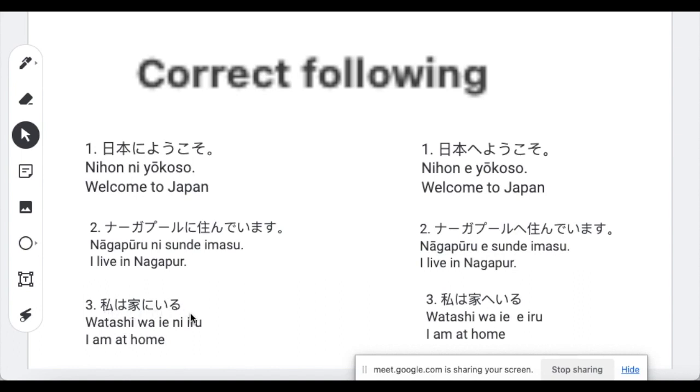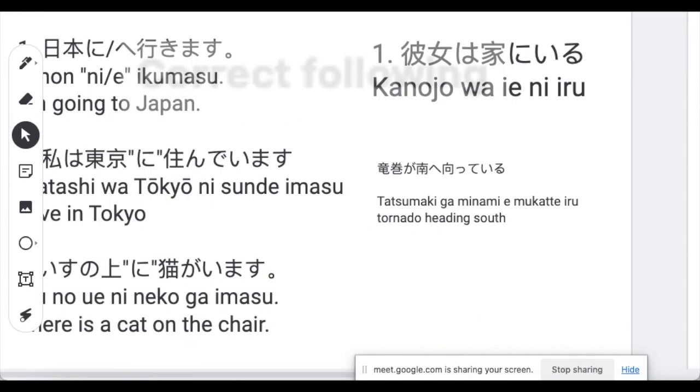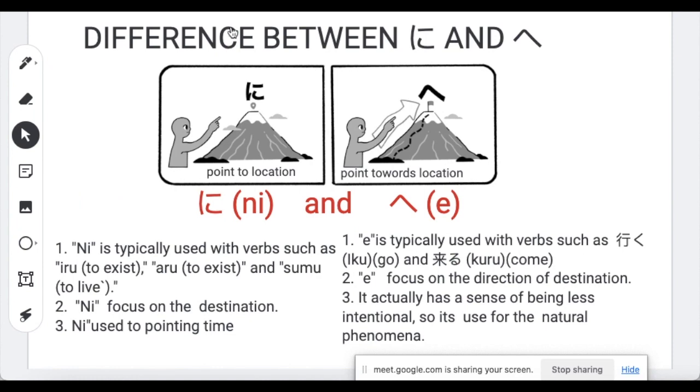Watashi wa ie ni iru. Watashi wa ie e iru does not work. So this is meaning-wise, if you change it, 'at', but grammatically it's not correct. So this is a confusing point of ni and e, but there are specific terms and conditions. If you understand that, it will definitely be good to know how to use the particles e and ni. I hope you understand, but you have to go through the entire differences and the meaning.